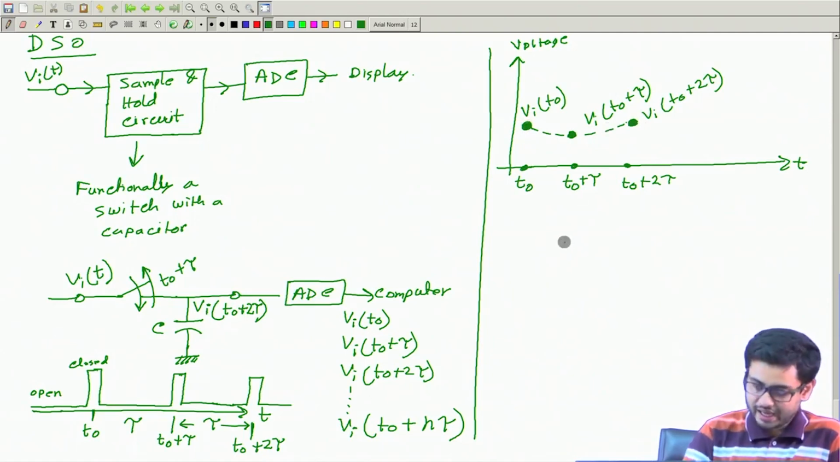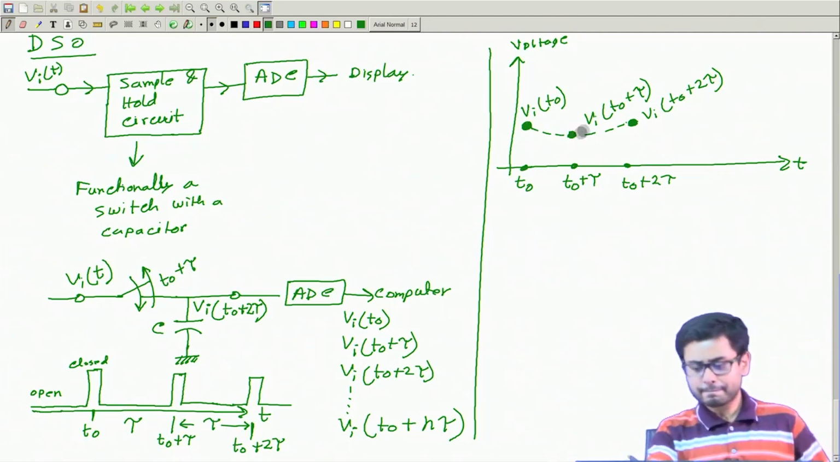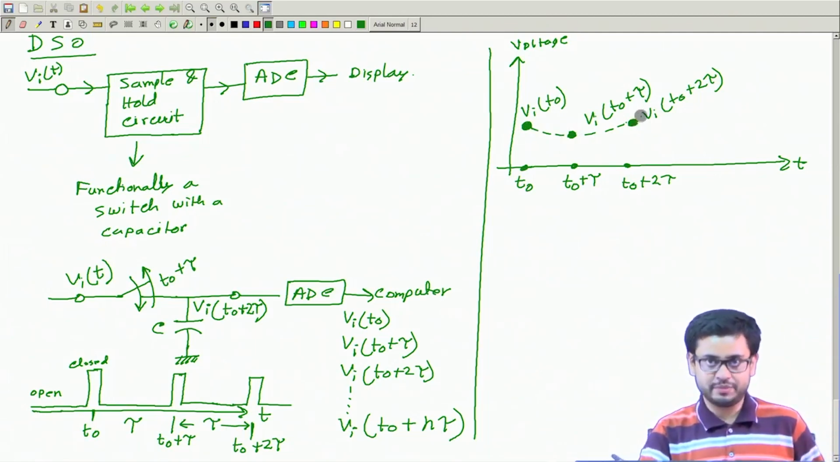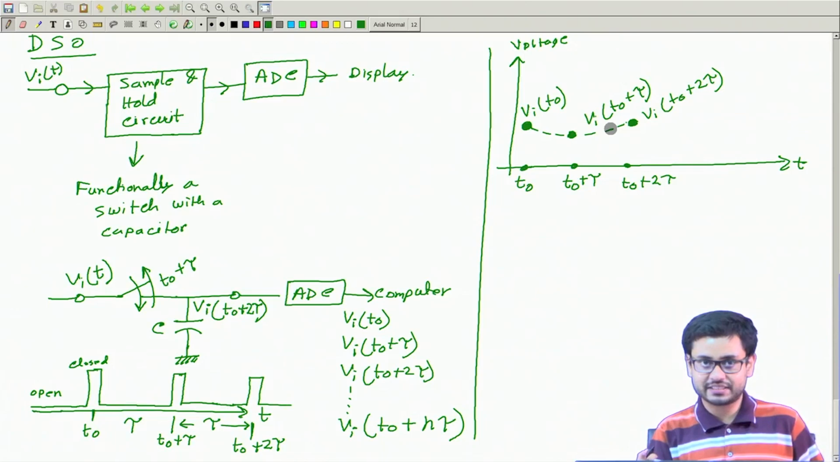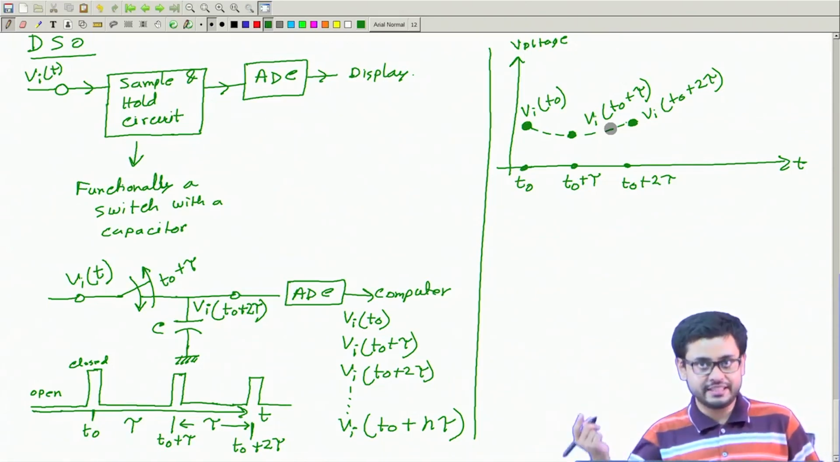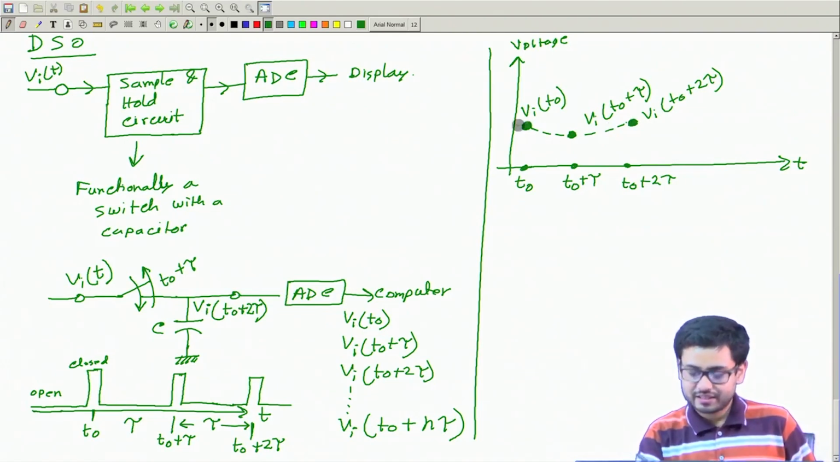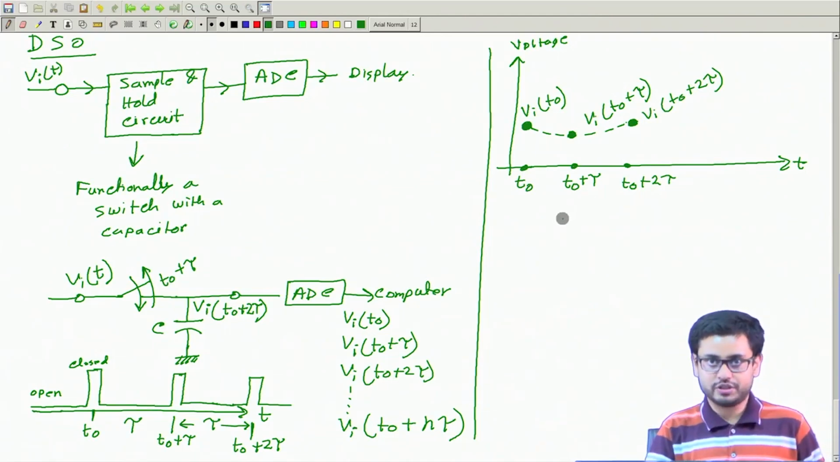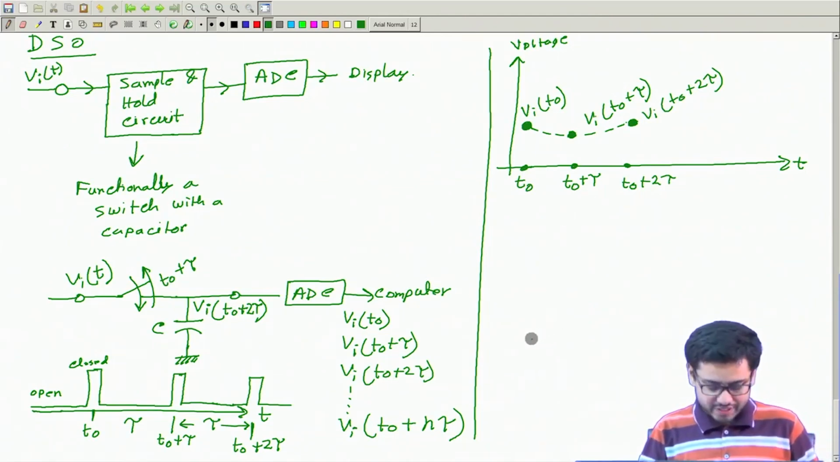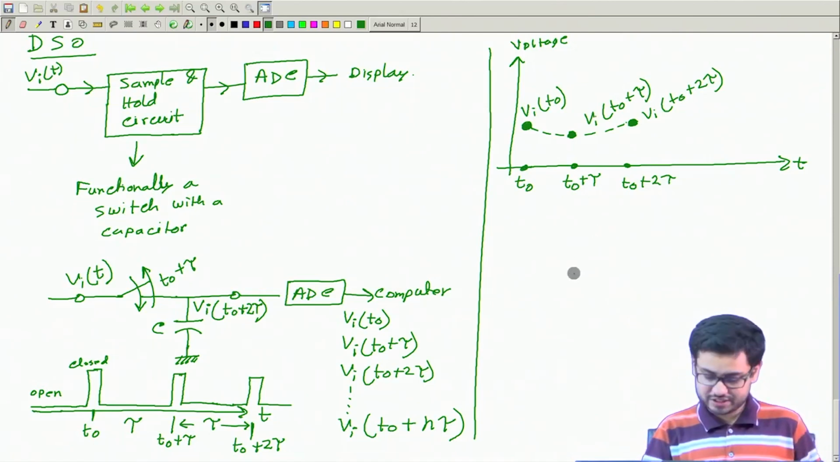Okay, so this is how it works. It basically measures the voltage at different discrete instances, at t naught plus tau, t naught plus 2 tau, t naught plus n tau, and plots those points, dot dot dot, and so on. Okay, and it can join them to give you a smooth plot if you like. So this is how a DSO works.